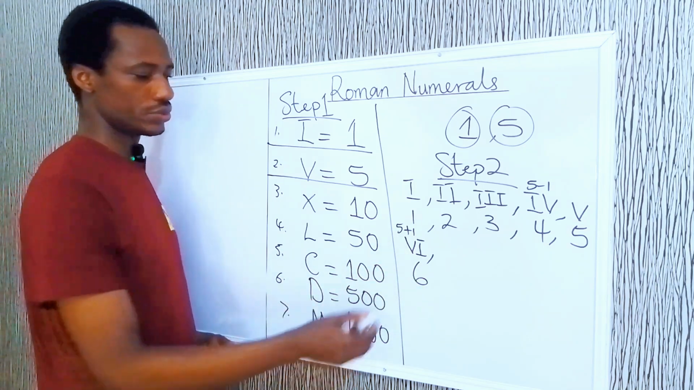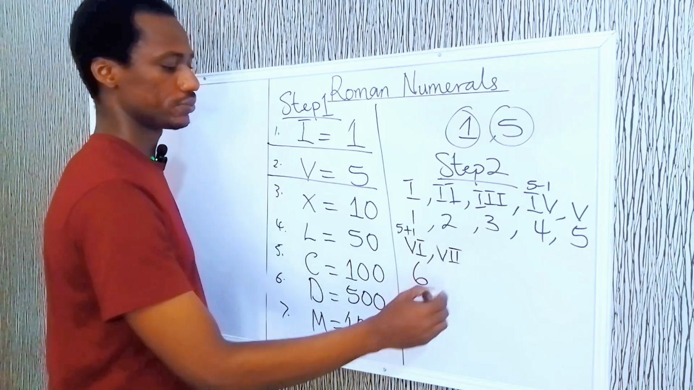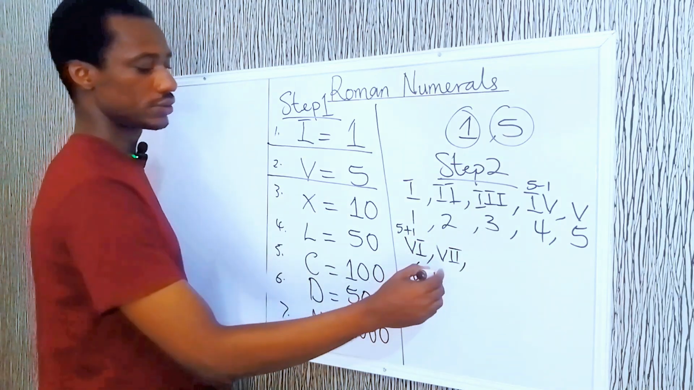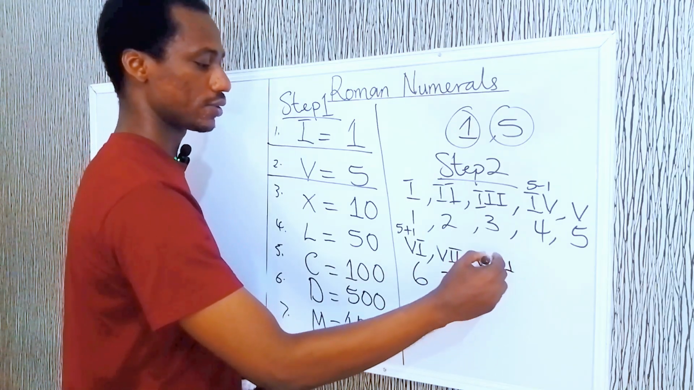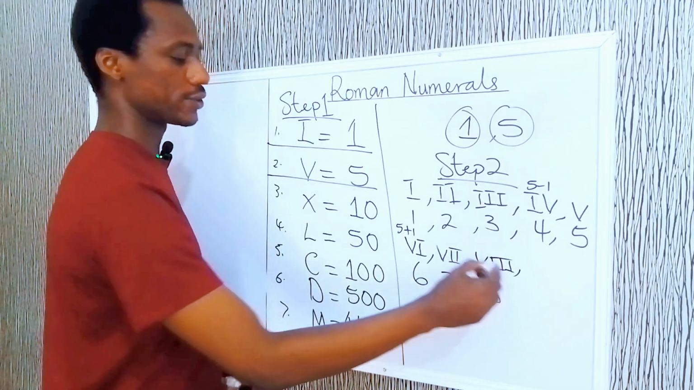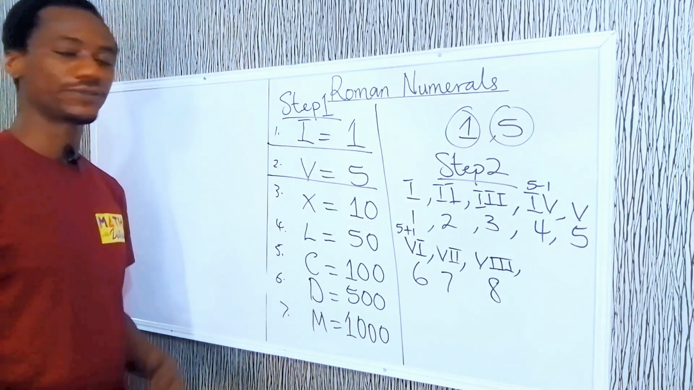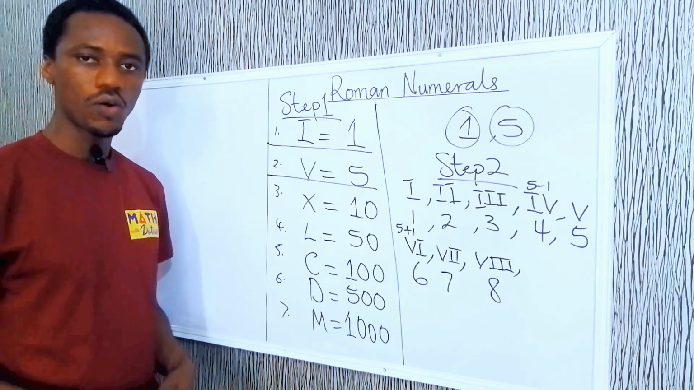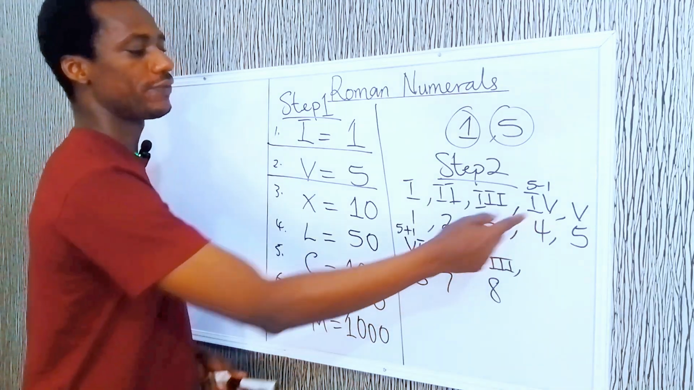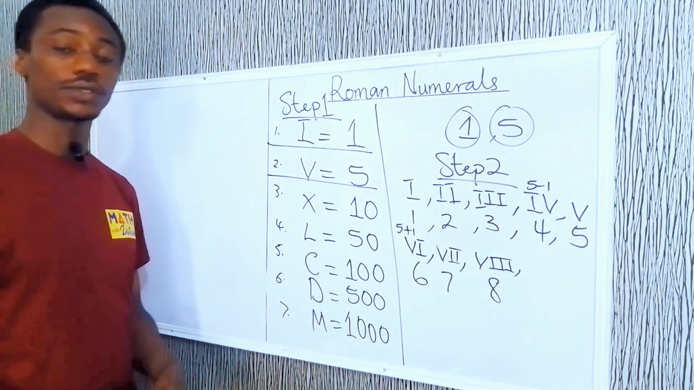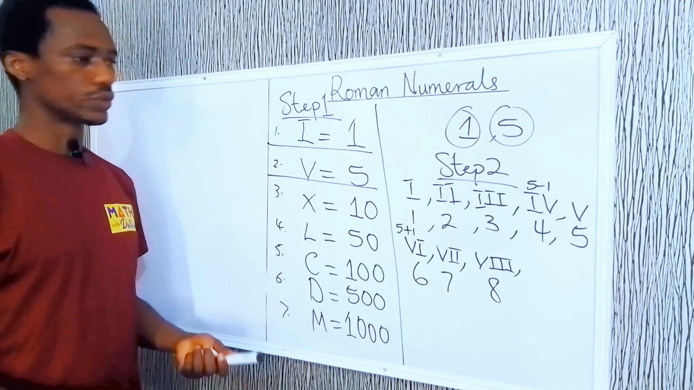7 is 5 plus 2, right? So that would be 5 plus 2, VII. Okay, and then 8 is 5 plus 3, so VIII. Okay, that's 8. And then we move to 9. 9 is 5 plus 4, but we cannot have VIIII. All right, we can't have what? VIIII, because that will contradict the rule. Okay, we cannot have VIIII.